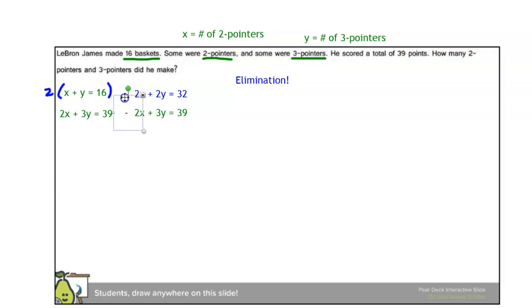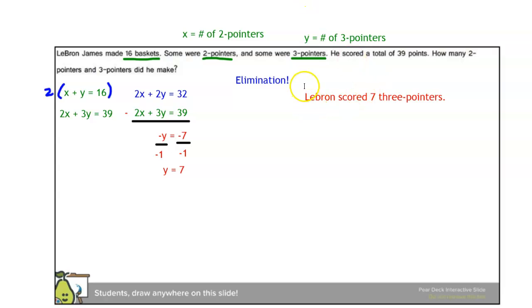2x minus 2x is going to give us that eliminated x, the one that I want. Right? So here's how it looks. Beautiful. That's what I like about elimination. The 2x's go away. I'm left with negative y equals negative 7, which means that y is equal to 7. So that tells me that LeBron James made 16 baskets. 7 of them were 3-pointers. So I can write that down right away.